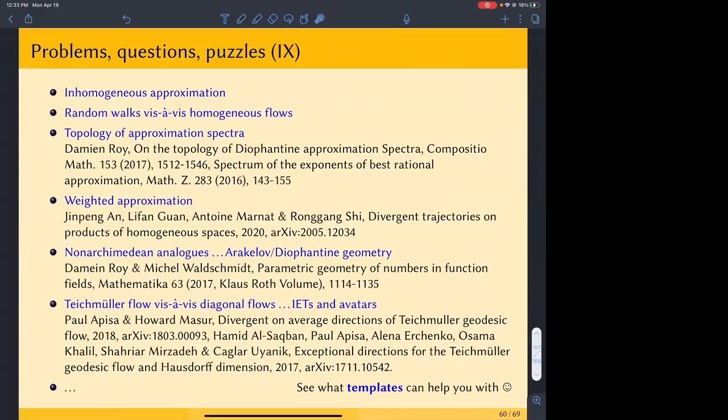Okay, so this is where I'll end. This slide is even more questions where I'm hoping that you will tell me about how templates are being applied to a problem in dynamics and number theory that means a lot to you. Okay, so I'll stop here. I'm sorry for going on for very long.